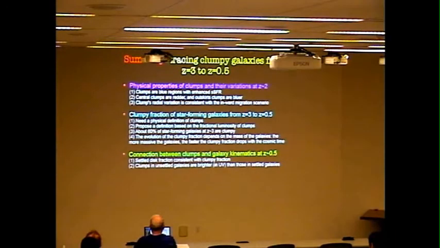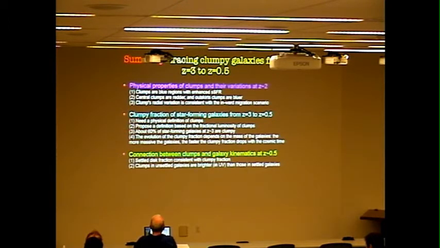But here is my summary. We are tracing clumps from high redshift to low redshift. And we have studied the physical properties of clumps at z~2. Clumps are blue with high specific star formation rate. Central clumps are redder, and outskirt clumps are blue. So it's consistent with this inward migration scenario. Also, when you go from high redshift to low redshift, you need a physical definition of clumps. That's what we are still working on.